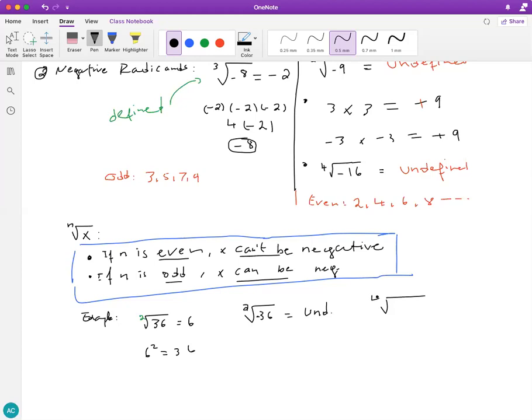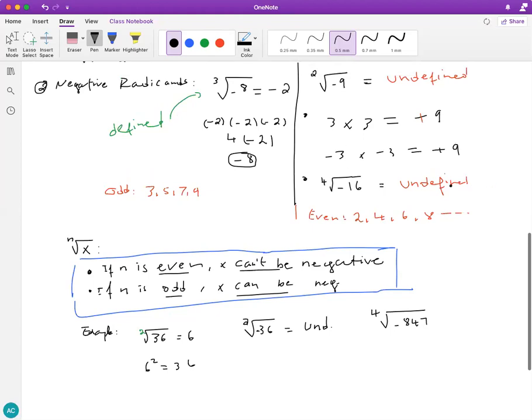What if you see this? I don't need the answer. I just need to know whether it's defined or not. Is this defined or not? No. Okay, why not? Because it's negative. That's right, because there's a negative here, and this is even, so you say undefined.